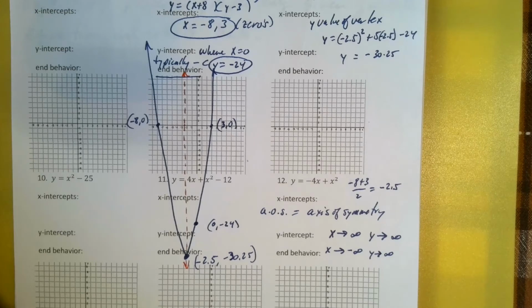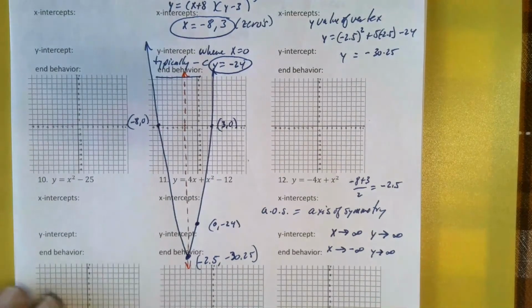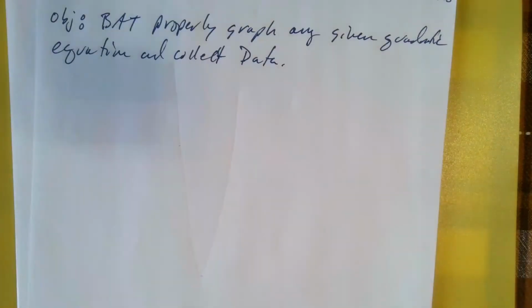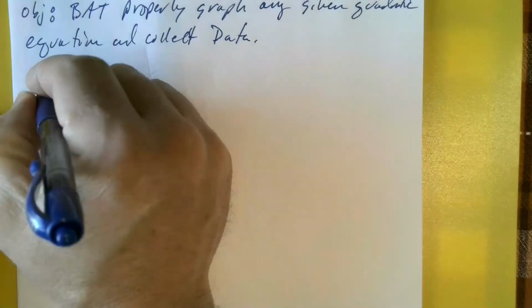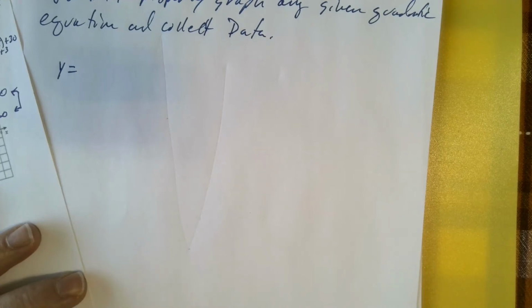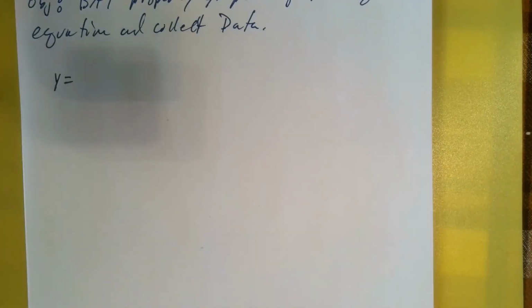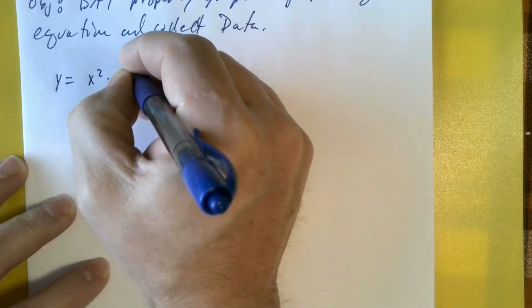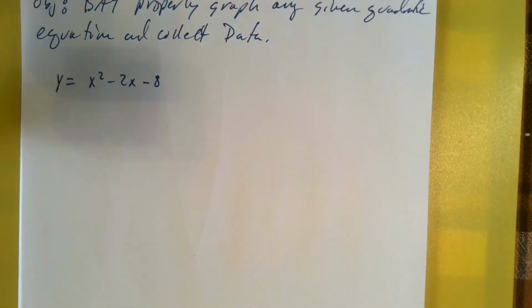So, let's do this. I'll make one up. Hopefully I don't screw this up because these are hard to just make up. So let's say I gave you y equals, actually, I'm going to do one. Let's do this. Okay, so here we go. So we're going to go y equals x squared minus 2x minus 8. Okay, so here's my parabola.